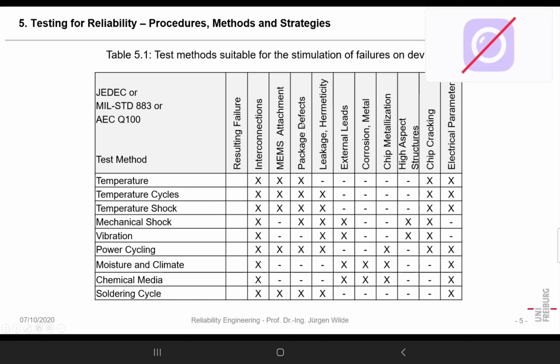The question is, how are they stimulated? And again, it's often by thermal mechanical phenomena. And also here, the soldering cycle is always important because it leads to high stress. Then we have leakage and hermeticity, which is often a result of mechanical effects. Then we have the external leads.